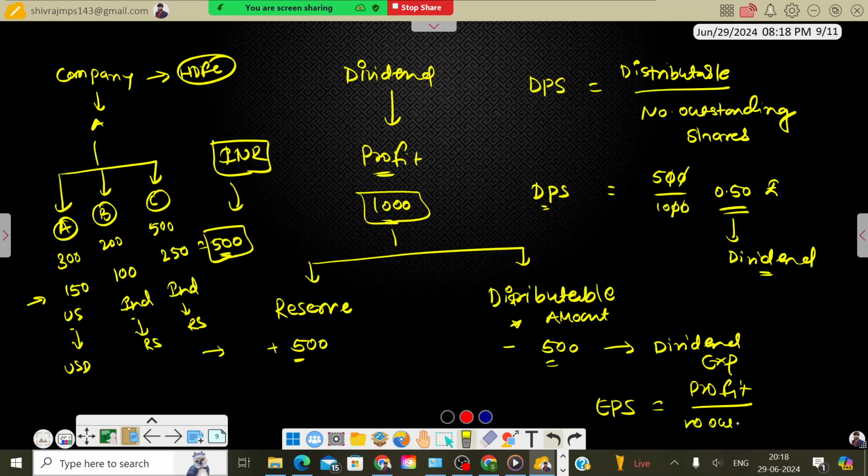Let's say 1000 is your total profit, divided by the 1000 shares that you have. Just divide it, and your answer would be 1, and that 1 would be your EPS, earning per share. See, if a company earns, let's say, 1 rupee per share, they can't distribute the entire profit. That doesn't make any sense.